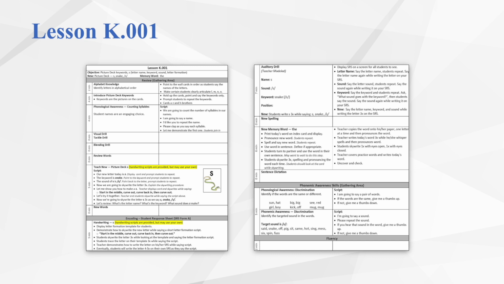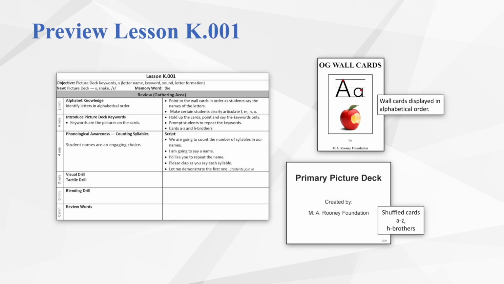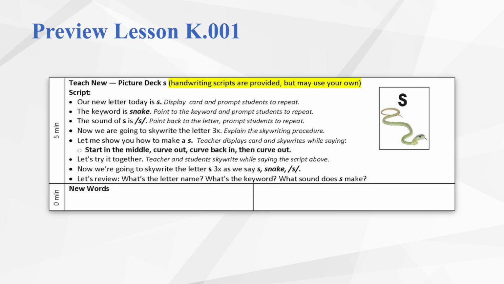Now, let's go over the different components of the lesson before you see us demonstrate it. On the screen are the review components of the lesson. Since this is the first lesson, there isn't anything to review, but there are some foundational skills we want to introduce. They are identifying letters in alphabetical order, identifying the keyword on the picture deck cards, and counting syllables, which is a phonological awareness activity. Students will be sitting in front of you, usually on a rug in the meeting area, so they can see and hear you clearly. The next portion of the lesson is teaching a new skill.